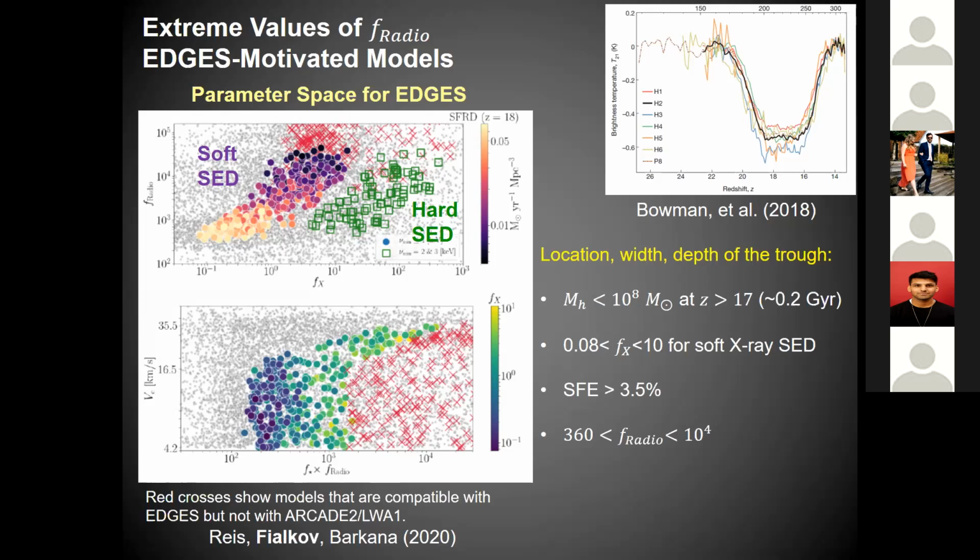An interesting feature is also that there is sensitivity to the spectrum of X-ray sources. For hard sources, we can allow higher X-ray efficiencies, because they're overall less efficient in heating up the gas, while soft sources need to be weaker in X-rays in order to have this absorption trough at the right place.